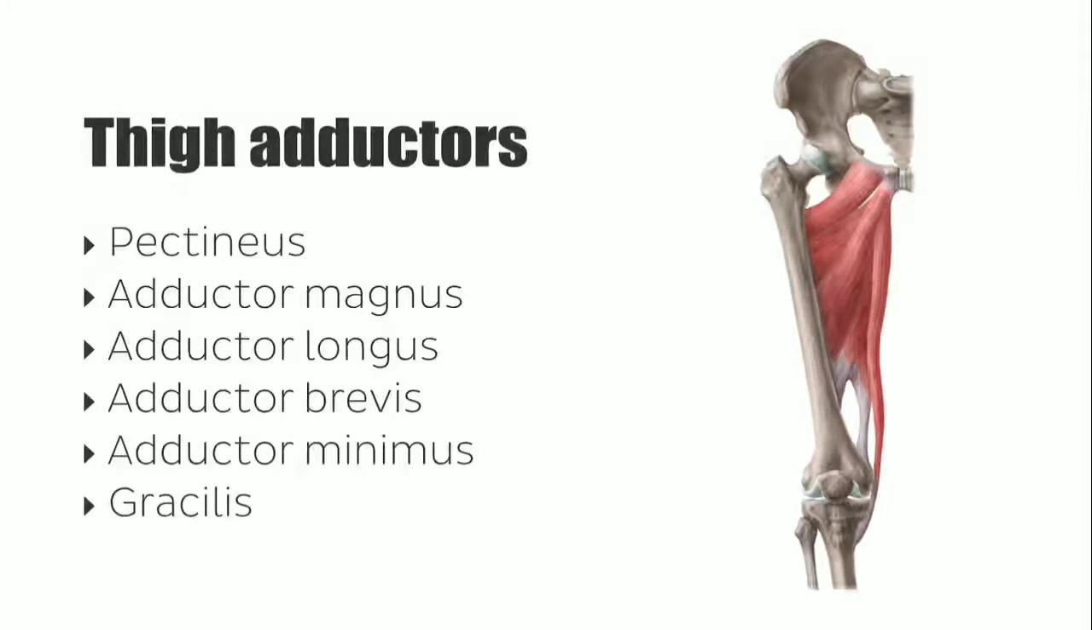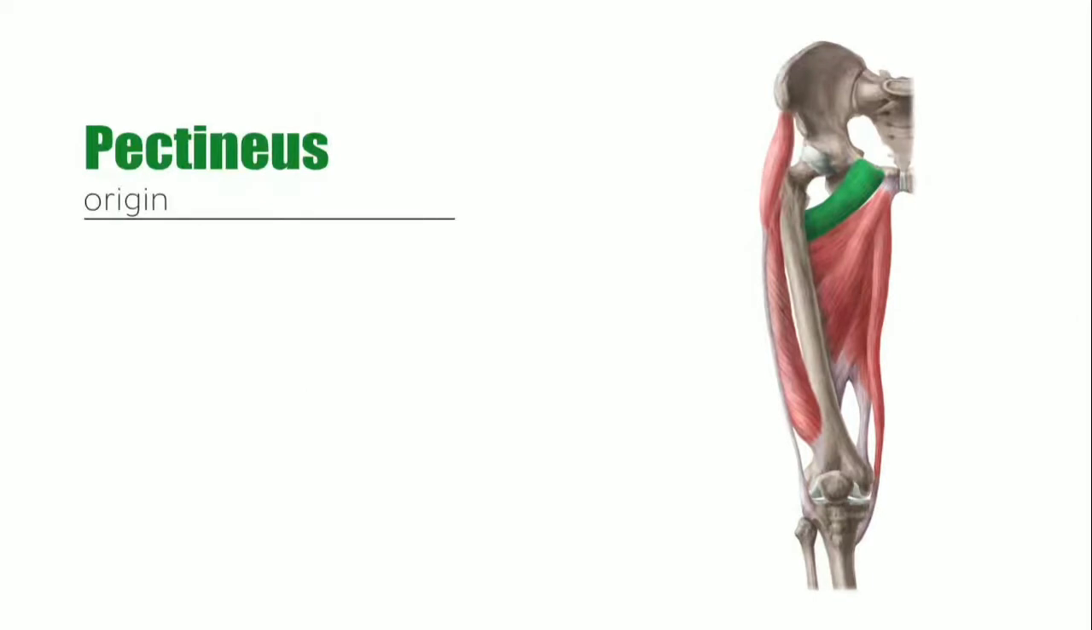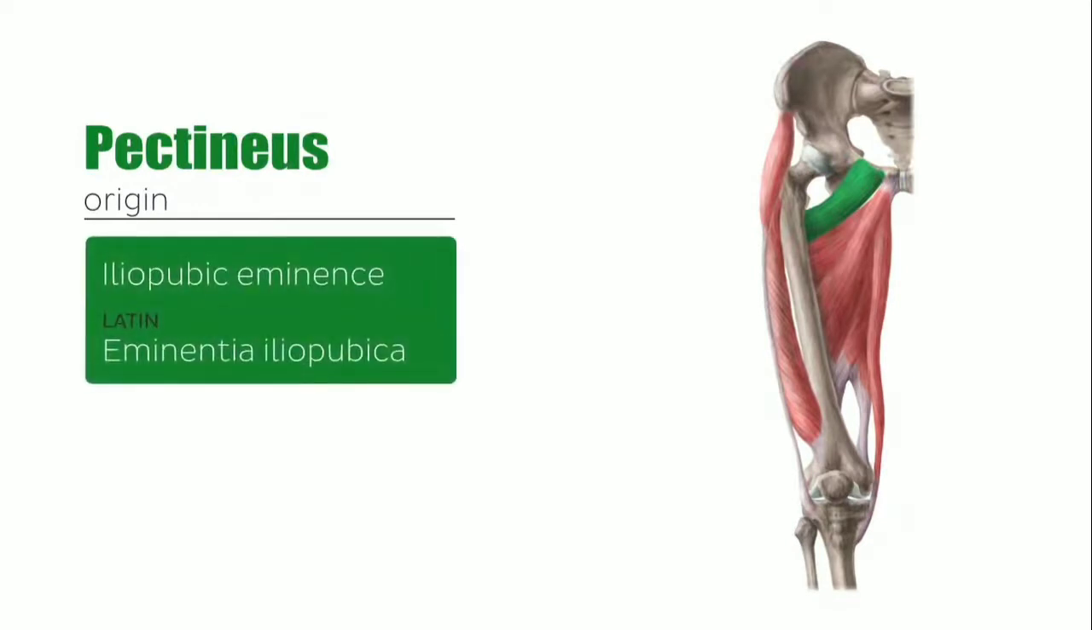Let's start off with the very first one on our list. Now seen highlighted in green, this muscle is the pectineus. In terms of origin, the pectineus runs from the superior pubic ramus, which you can clearly see in this image. This is the origin point for this muscle, at a point known as the iliopubic eminence.